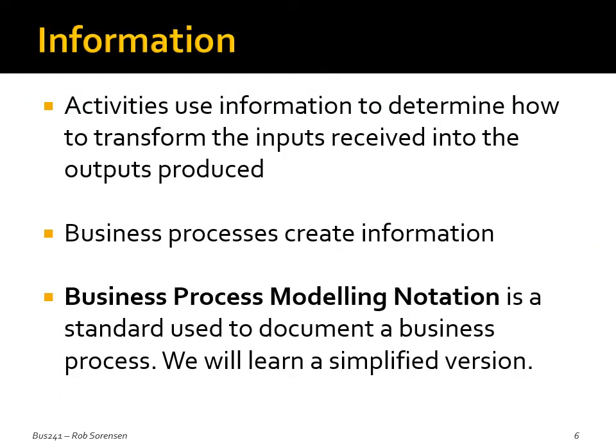Now, information is sort of all over the place here. Really, activities use information to figure out how to transform inputs into outputs. So we had an order coming in that was some information, and eventually that got transformed into some products and maybe even some change being given back to the customer, right? So the information was used to help take what came in into what went out.